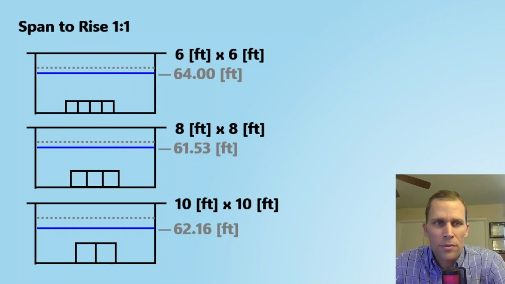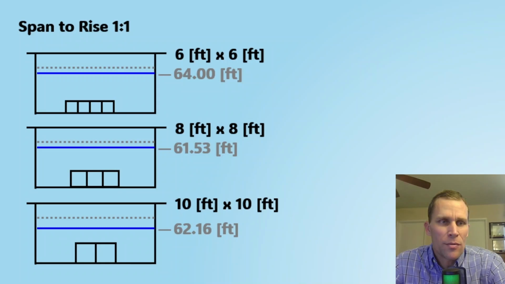Here are our results for the span to rise ratio of 1, where the 6 by 6 box required 4 barrels, the 8 by 8 box, 3 barrels, and the 10 by 10 box, 2 barrels. You can see in the gray coloring where I've labeled the headwater elevation. So between these 3, 6 by 6 has the highest headwater elevation and presumably the best alternative if you look at costs and so on, but that's probably a little more complicated than just looking at the headwater elevation. So it's good to have multiple alternatives.